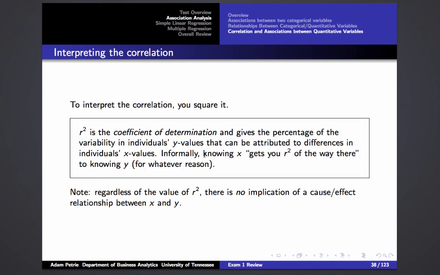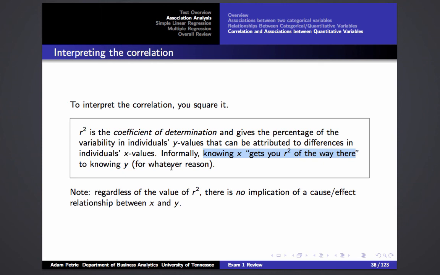So how do we interpret the correlation? Well, here's something you need to know. We actually don't look at the value itself. Instead, we square it. The square of the correlation is called the coefficient of determination, and it tells us something important. It tells us the percentage of the variability in individuals' y values that can be attributed to differences in their x values. Or informally, knowing x gets you r squared of the way there to knowing y.